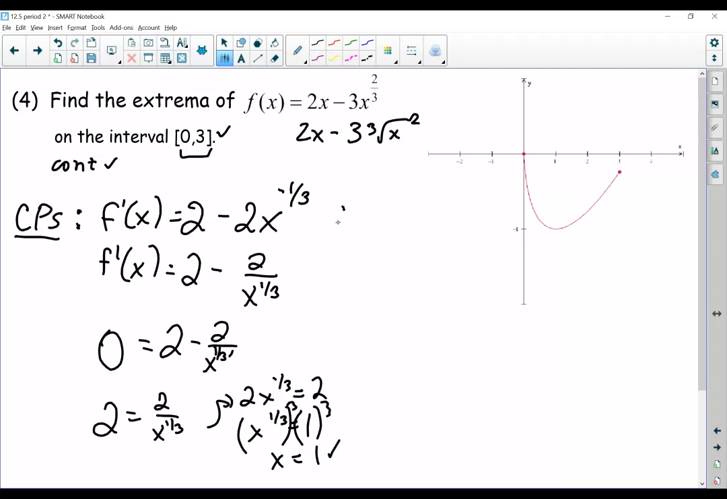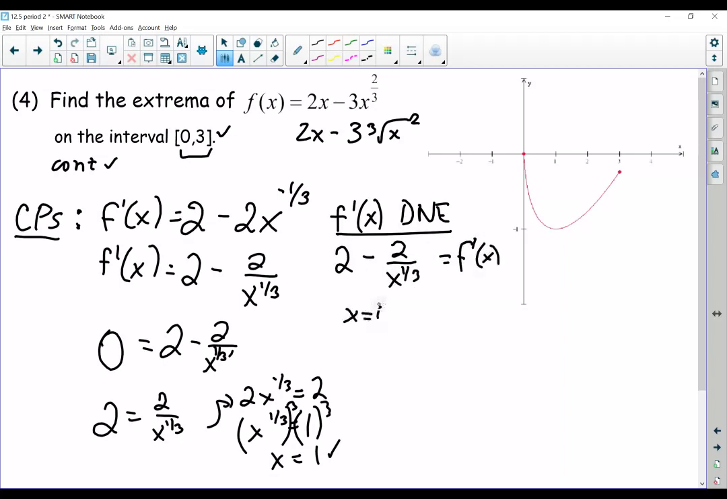The other thing I need to check is if my derivative function is undefined, because those are also critical points. So if I look at this derivative function, is there any x value that would make this function undefined? And the answer to that is yes, at x equals 0, because it's not in the domain if it's in the denominator. Okay, now is 0 within my interval? Yes, it also happens to be my endpoint, which is kind of nice.